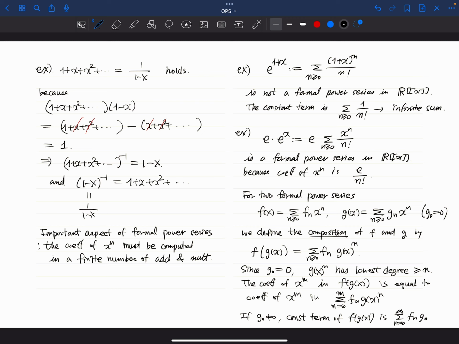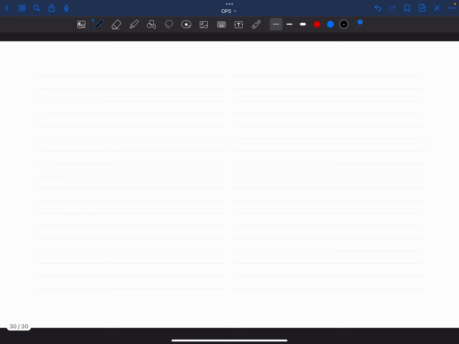All right, let's move on. And there is a simple criterion for a formal power series to have an inverse. So let's say in this case, we assume this to be a field because we want to have a division for ring elements. If f(x) is a formal power series, then f(x) inverse exists if and only if the constant term is non-zero.